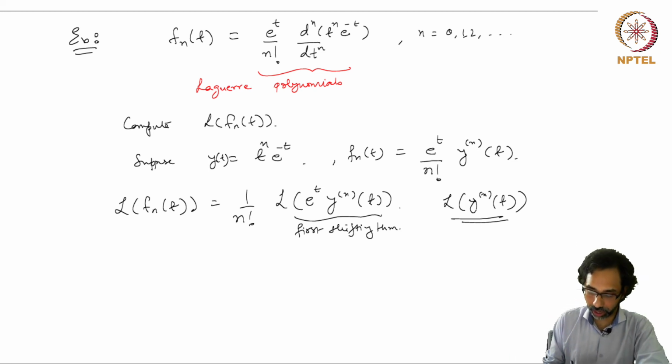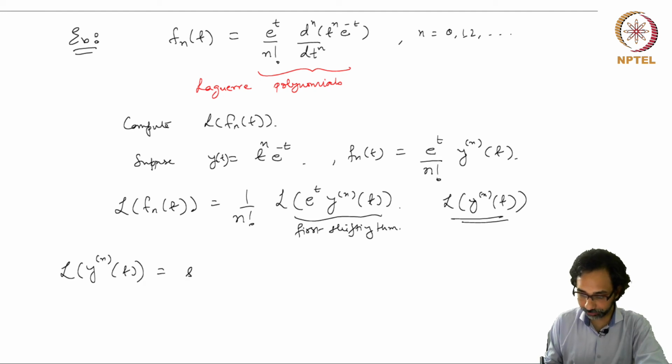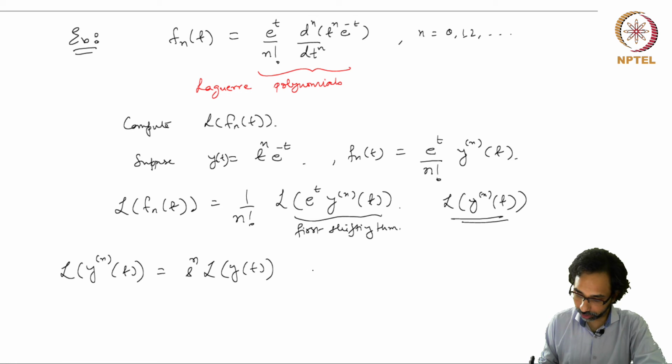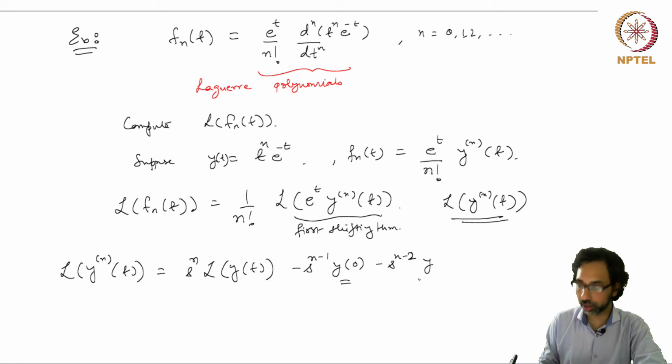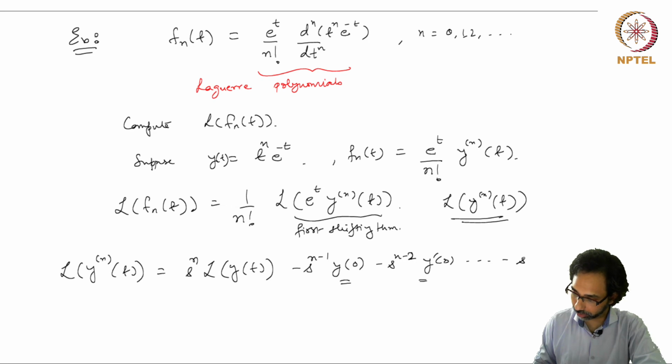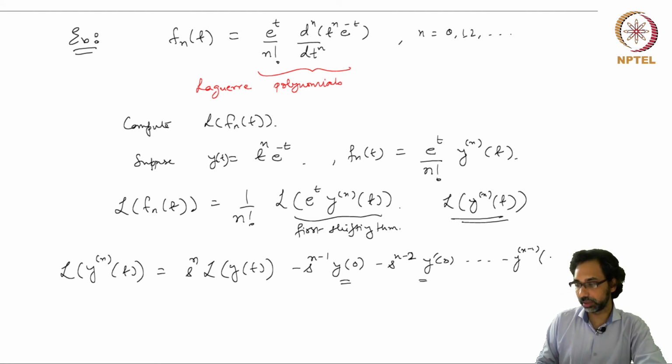For this we will use the higher derivative theorem. So the Laplace transform of the nth derivative of y is s to the power n times the Laplace transform of y, and then you have these terms: s to the n minus 1 times y(0), minus s to the n minus 2 times y'(0), and so on. Now note that these are all polynomials, so they are all continuous at 0, and the last term will be the n minus 1 derivative of y at 0.